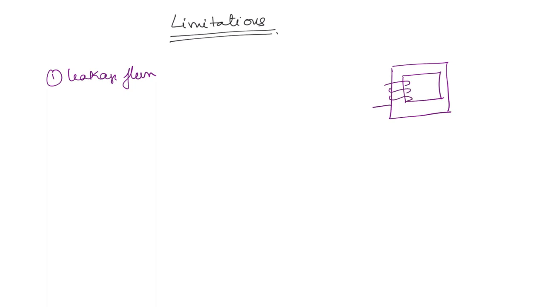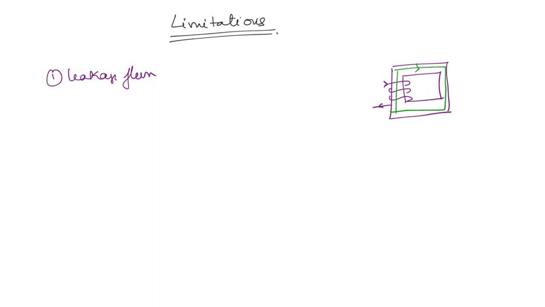There will be magnetic flux that is produced. Say the current is flowing in this direction. Okay. So what will be the magnetic flux direction? This is going to be in the clockwise direction. Now most of the flux will pass through the magnetic core itself.